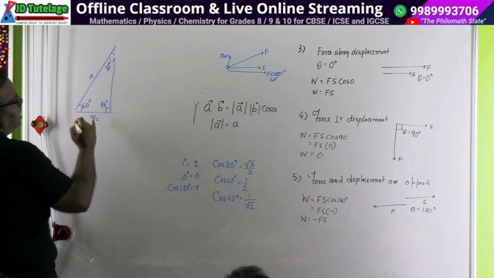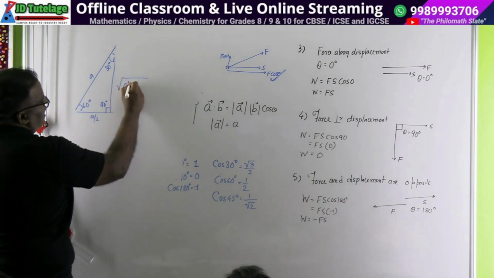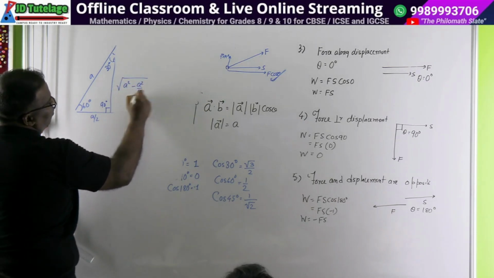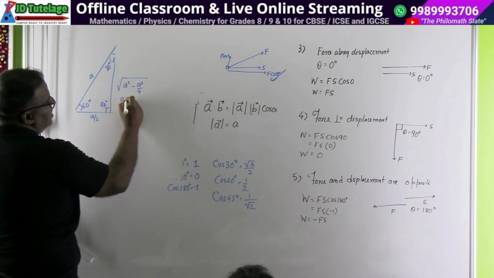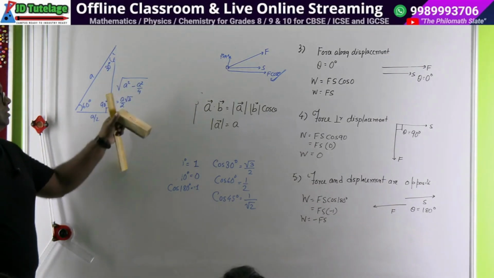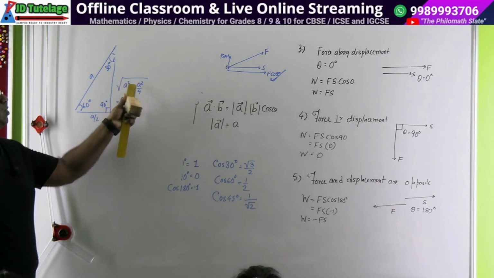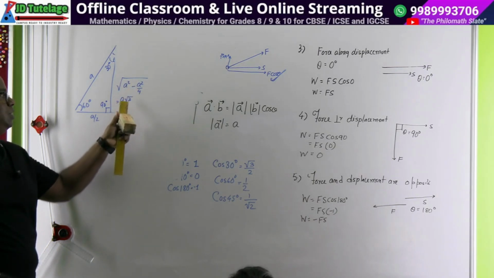Agreed? This is A by 2. What should be the value of this? This value should be root of A square minus A square by 4. So this is 4A square minus A square. This is 3A square. That means A root 3, A by 2 root 3 will be the value. Check and see. 4A square minus A square is 3A square by 4. If you take the root of 3A square by 4, it is root 3 by 2A.